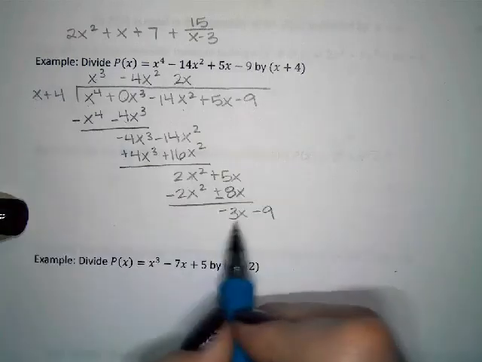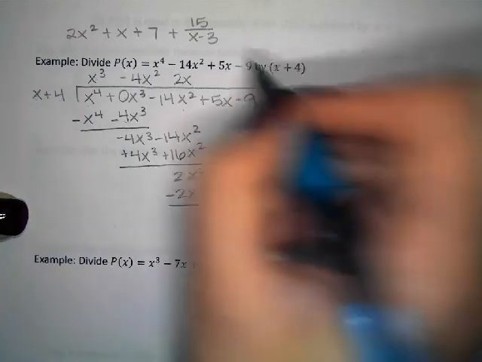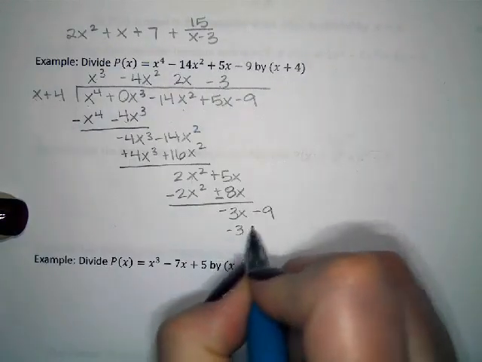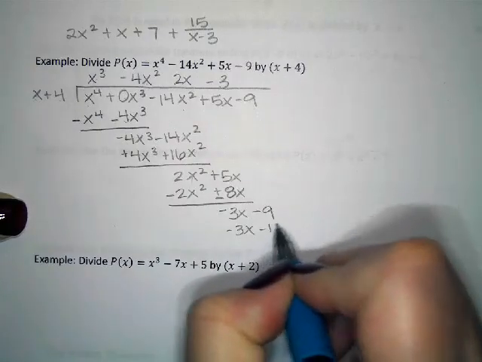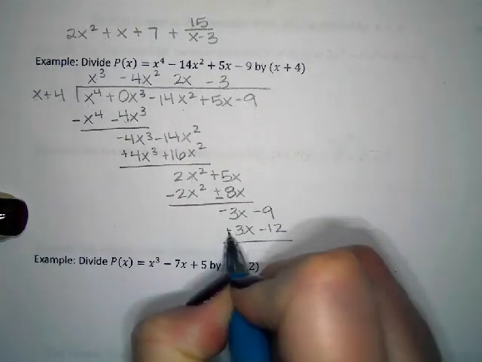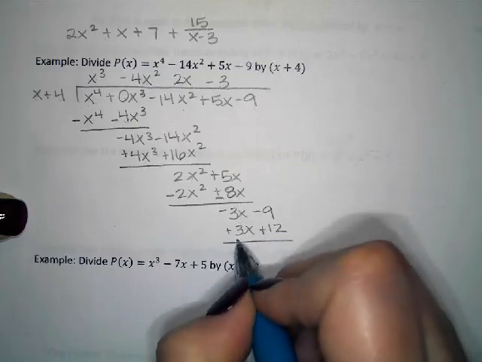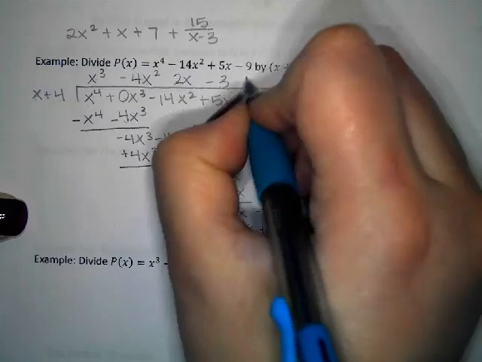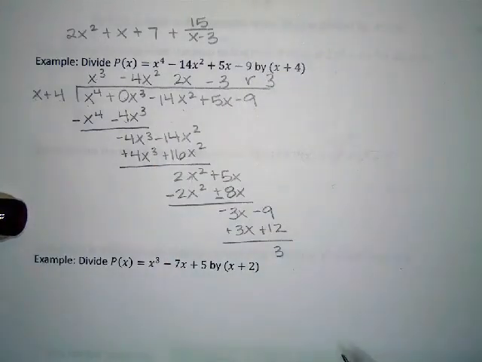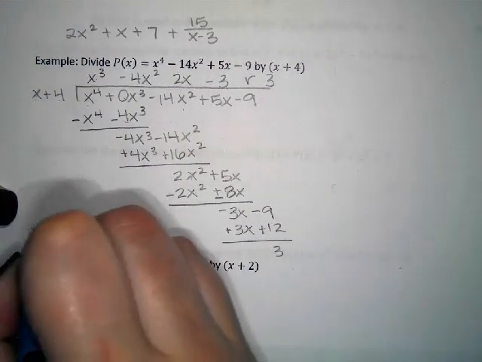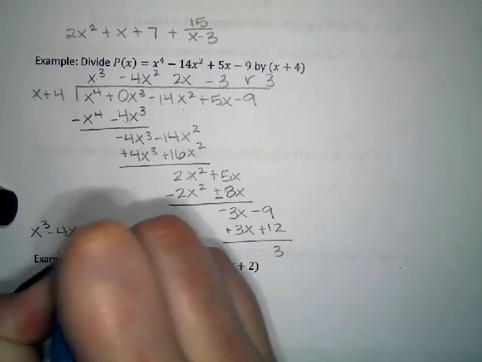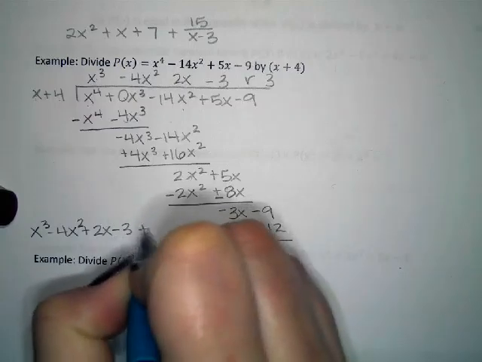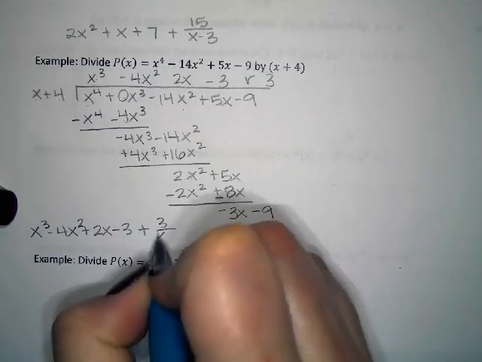X multiplied by what is negative 3x? It'd be negative 3. Negative 3 times x is negative 3x. Negative 3 times 4 is negative 12. Draw the line, change the signs. Those cancel each other out. Here we have 3. And so we have a remainder of 3, which we know we're going to be writing as a fraction. So I've got x to the third minus 4x squared plus 2x minus 3 plus 3 is a remainder, which is still being divided by x plus 4.